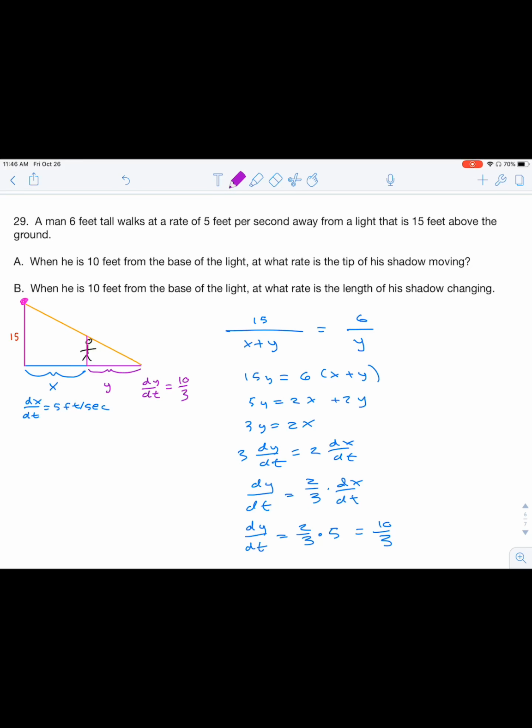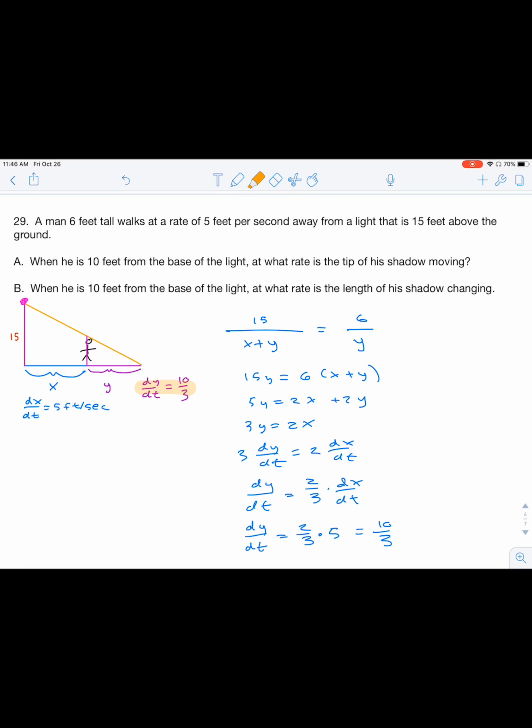One question is how fast is the tip of the shadow moving away from the lamppost, and the other question is how fast is the shadow changing. So in other words, how fast is it moving away from him? The dy/dt, this specifically right here, represents how fast it is moving away from him. That's a change in y. So that's really answering question B. The answer to question B is it's moving away from him at a rate of 10/3.